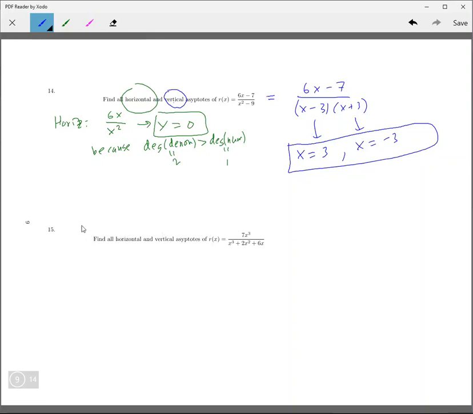Okay, great. So now let's look at number 15. And with number 15, let's go ahead and do the horizontal. They're both degree 3. The numerator is degree 3, the denominator is degree 3. So that means that you get 7, and that's a 1, right? So y equals 7 will be the horizontal asymptote.